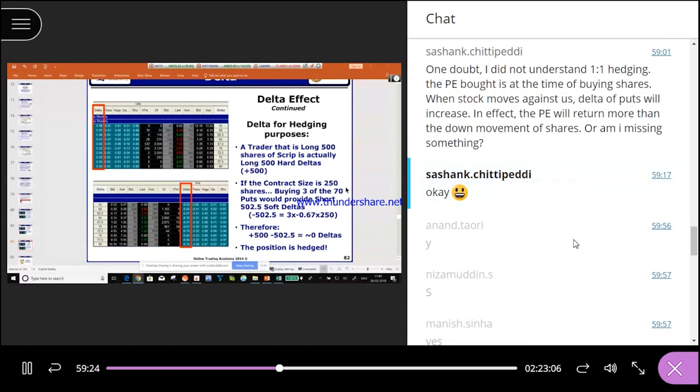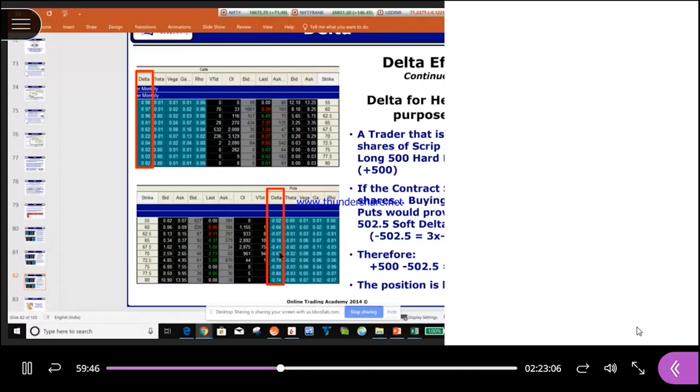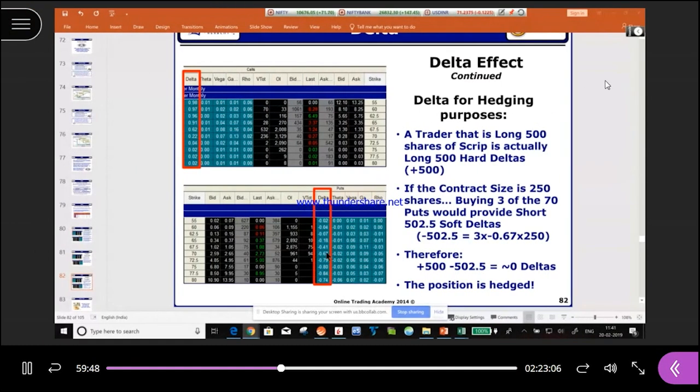Now we are looking at the 70 put option to hedge our position. Where did that 70 come from? This is an example. Remember, this is an example, with some assumptions. Now the 70 put option has a delta of 0.67. Correct? That means if the underlying goes down by 1 rupee, your put will go up by 67 paise. And vice versa.